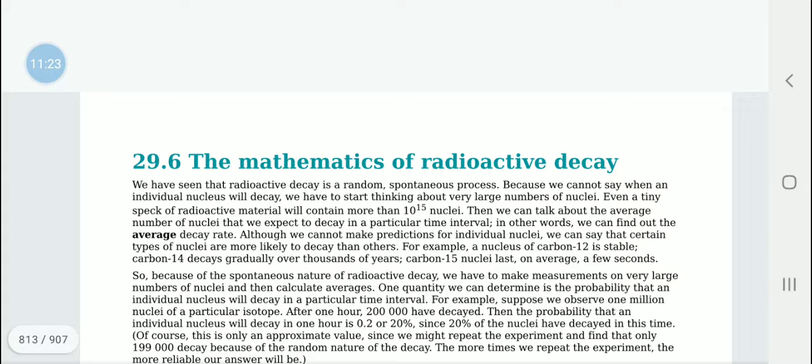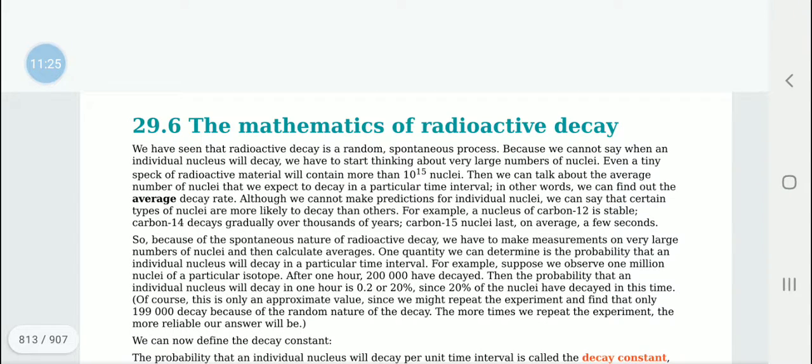Now we are going to discuss the mathematics of radioactive decay. So we have to involve calculations into this. Because these nuclei and atoms are very, very small, even a small speck of radioactive material would have about 10 to the power 15 nuclei.